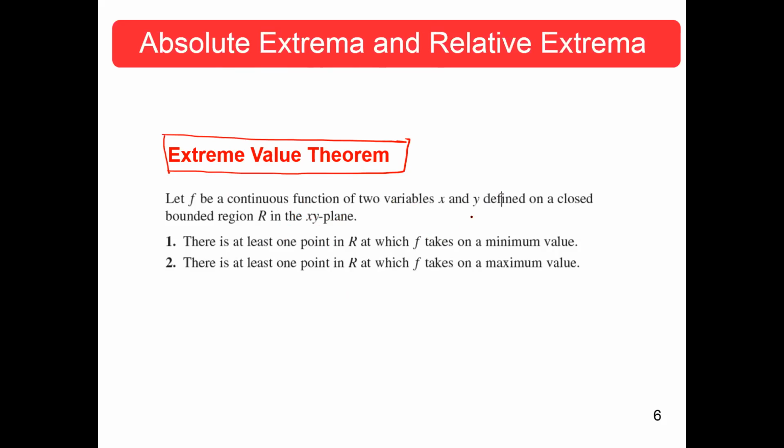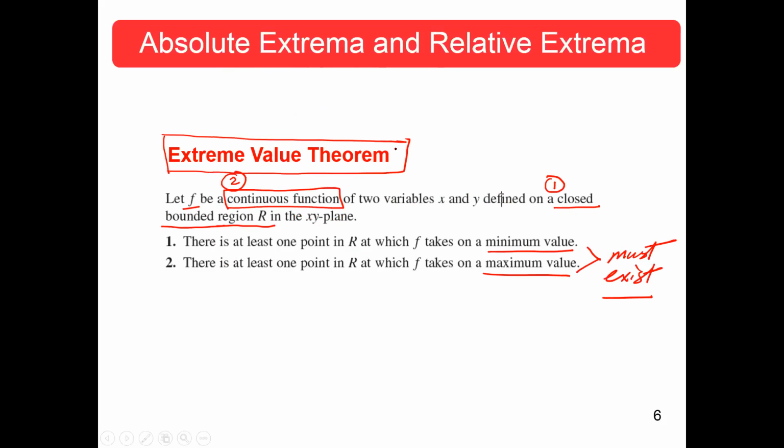Bounded. The region needs to be closed and bounded, first of all. Secondly, there are certain requirements for function f itself. Function f needs to be a continuous function. Continuous function means there's no jump, there's no hole. So with these two conditions, the function being continuous and on a closed bounded region, then the minimum value and a maximum value must exist.